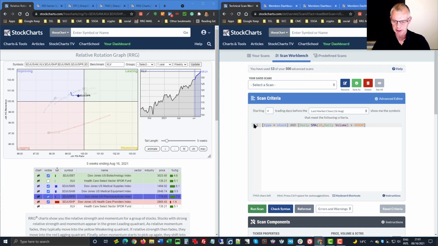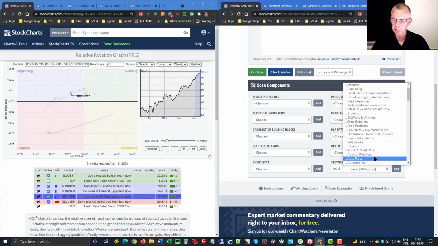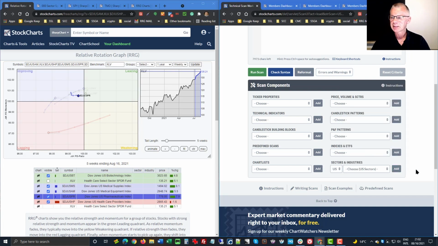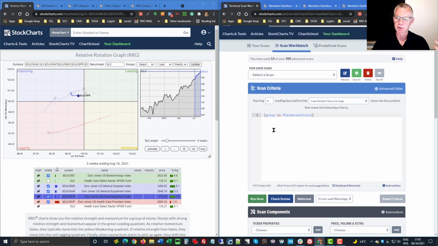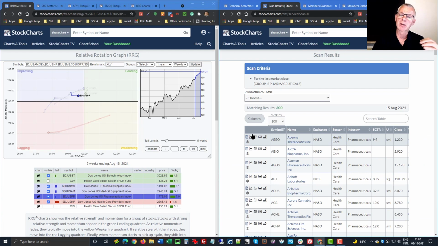I want to take away the default line. And what I do is I go to the bottom of the scan components where I can choose industries and sectors. And I go to the healthcare sector, which is down here, and choose the pharmaceuticals group. And then I say add. And what you will see is that the scan engine has added the line that I need to select all the pharmaceutical stuff. Then I run this scan, and you can see that it gives me 300 matching stocks.